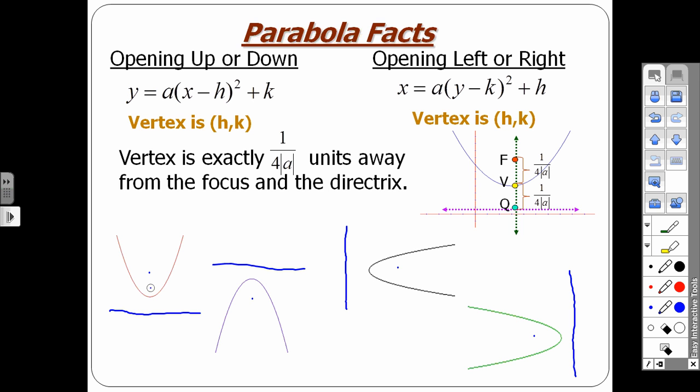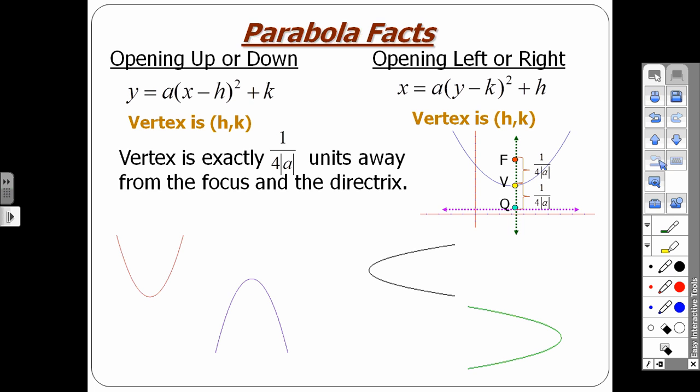Once you know your vertex, you add to get your focus, subtract to get directrix. If your parabola is opening down, then you're going to subtract to get to your focus, and add to get to your directrix. Same thing with the left and right parabolas. Here's your vertex, you're going to add to get to your focus, subtract to get to your directrix if you're opening to the right. And it's backwards for opening left, you would subtract to get to your focus and add to get to your directrix. Either way, all of those distances are going to be figured out by doing 1/4a.